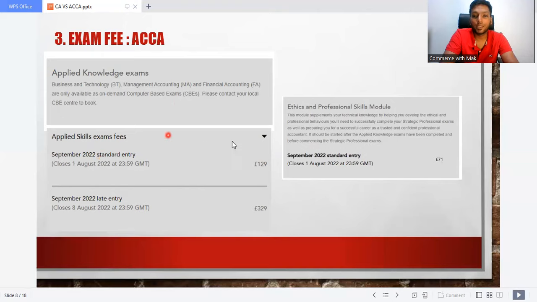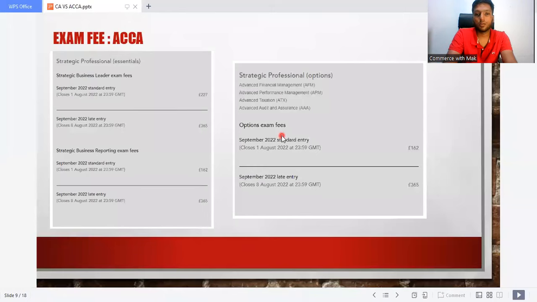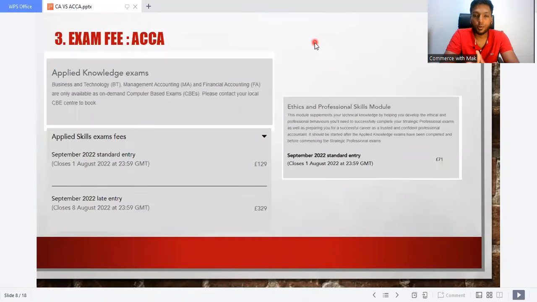Then we have applied skills exam fees. When you want to do one particular skills exam, you need to pay 129 pounds, and then there is 329 pounds. 129 pounds is almost like 55,000, I guess. As I said, 129 pounds is almost like 55 to 58,000, around that amount. You can calculate with 451 or the rate on the present date, and you can see what the cost is. If you pay a bit late, after 8 August, you need to pay thrice the amount which you are paying on the standard payment.